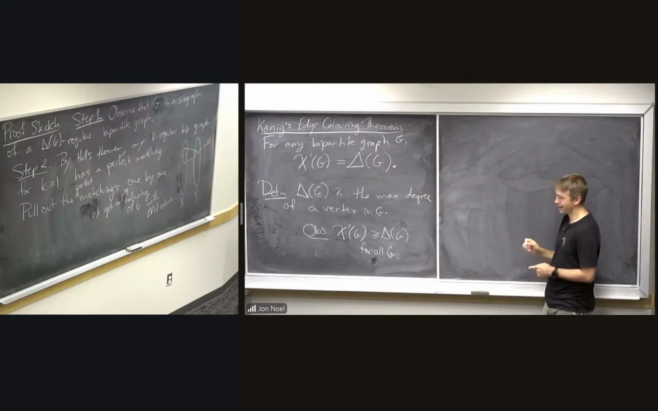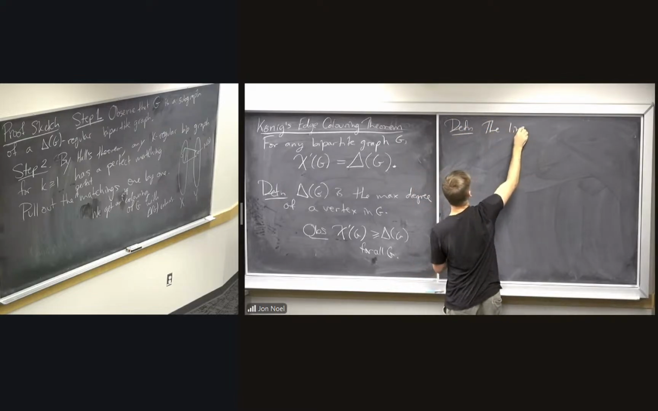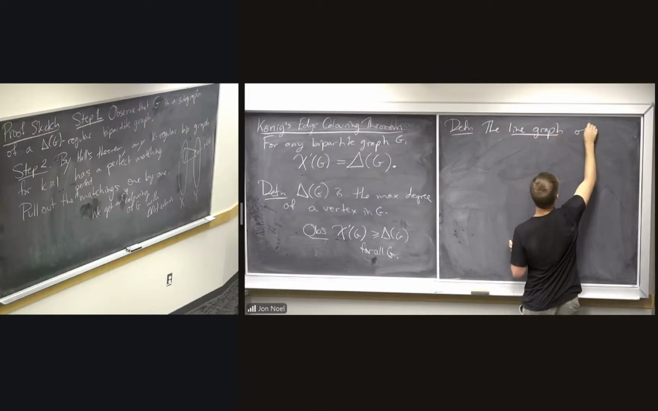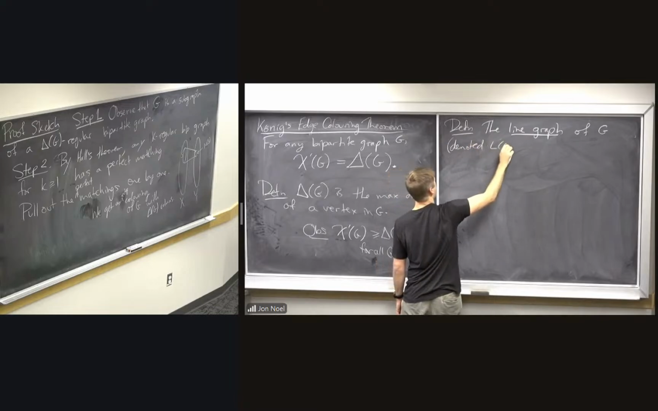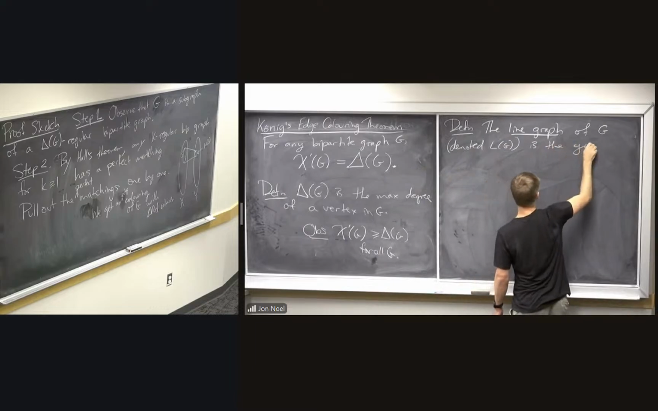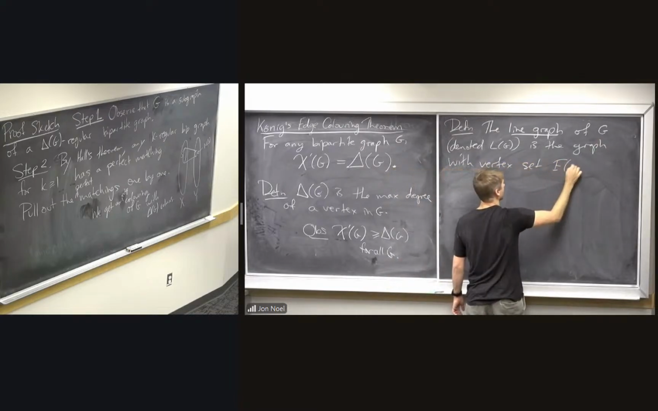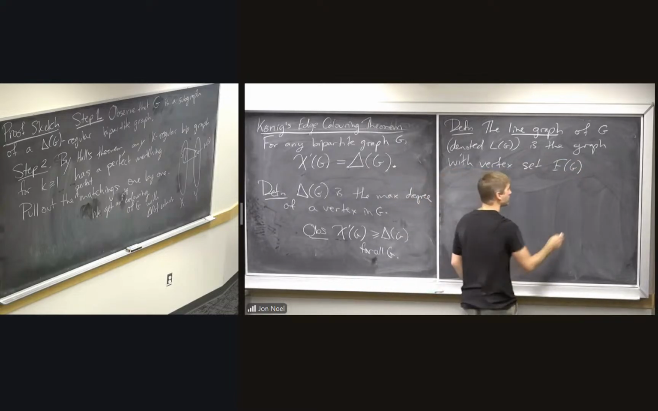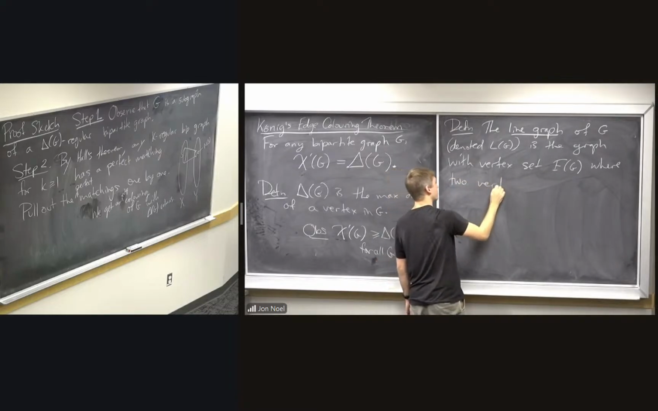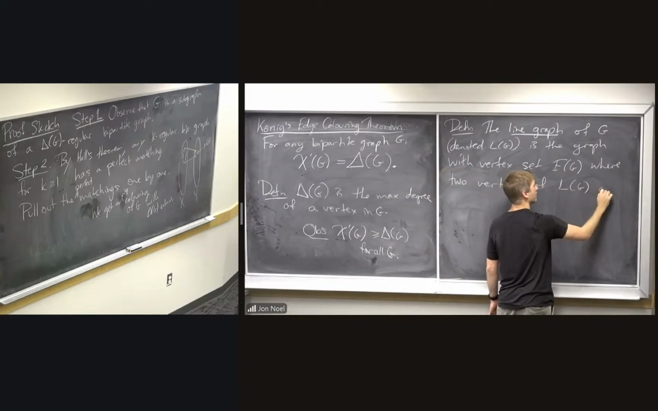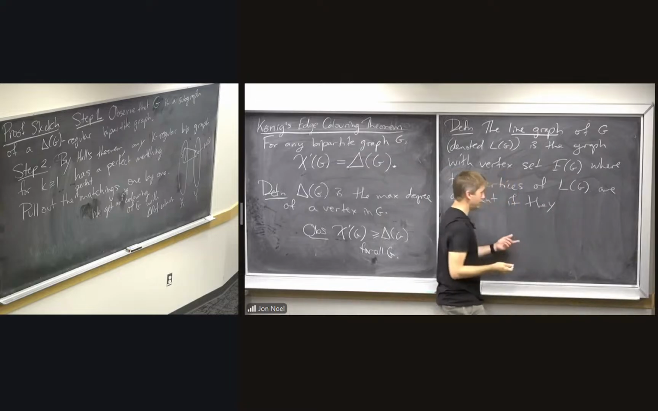So to explain that connection, I need something called the line graph of a graph. So the line graph of G, denoted L of G, is the graph with vertex set E of G, where two vertices of L of G are adjacent if they correspond to edges of G that share an endpoint.